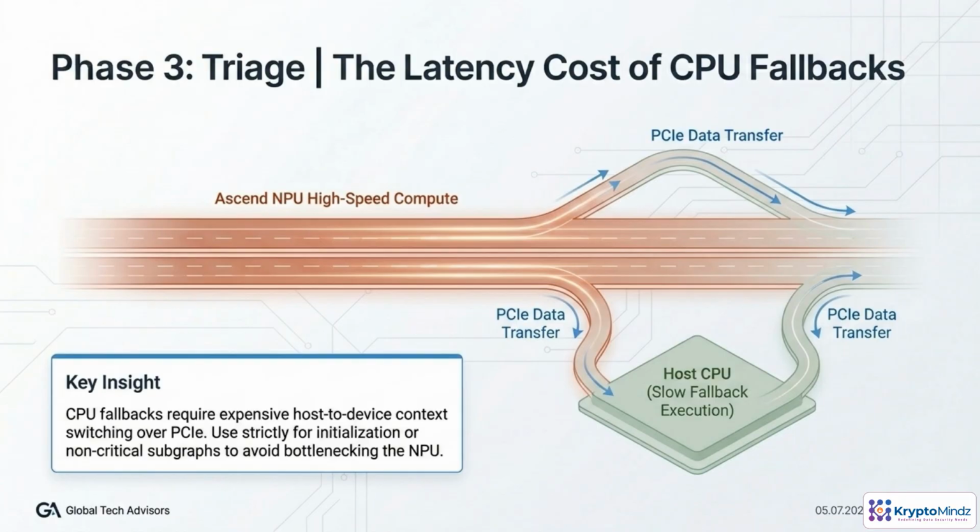On Ascend NPUs, every time the graph falls back to the CPU, you're paying a big latency tax. Data must leave the NPU, cross PCIe, run slowly on the CPU, then come back again. That round trip stalls your high-speed compute, especially in tight training loops or latency-sensitive inference. The rule of thumb is, keep hot paths entirely on the NPU. Reserve CPU fallbacks for one-time initialization, logging, or truly non-critical subgraphs. When profiling, a surprising amount of mystery latency is often just unnecessary CPU detours.